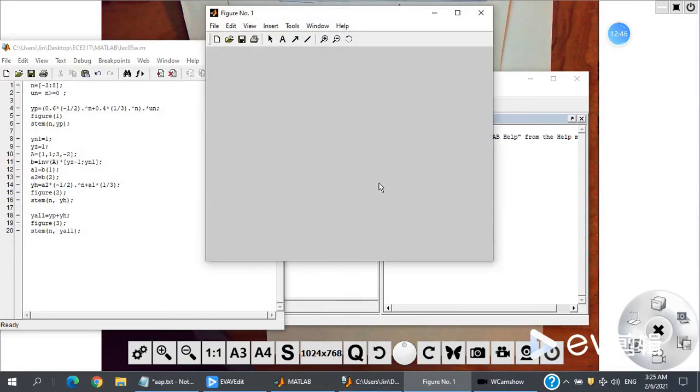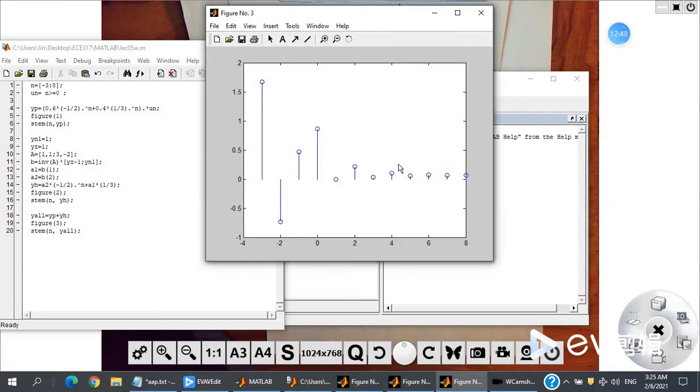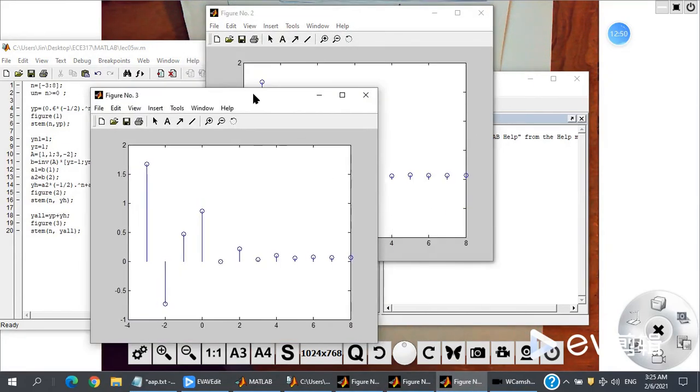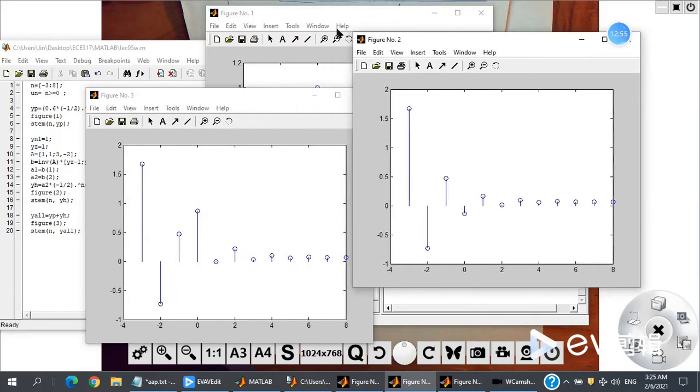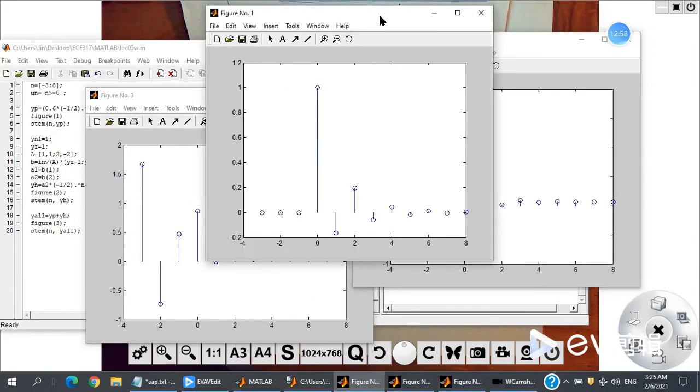Okay, run it. Alright, we have 3 figures. Figure 1. This is a particular solution. It's given by the Fourier transform, and the result contains u of n. So all the non-zero values are on the positive side, for positive n, right? Here n equals 0, 2, 4, 6, 8. We have some values. So this is the particular solution.